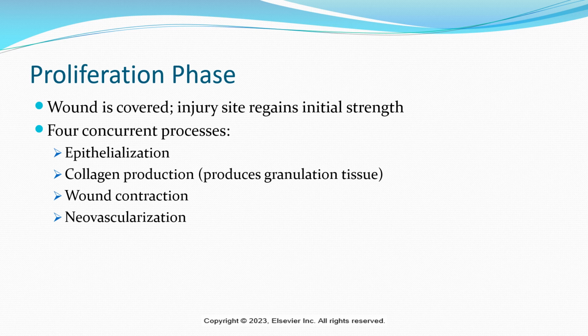So now let's move into the proliferation phase. Essentially what's happening in this phase is the wound is being covered and the injury site regains its initial strength. We're going to talk about these four concurrent processes in a little more detail: epithelialization, collagen production, which includes granulation tissue and what that looks like, then wound contraction and what we call neovascularization.